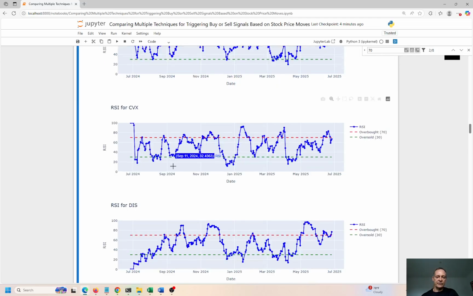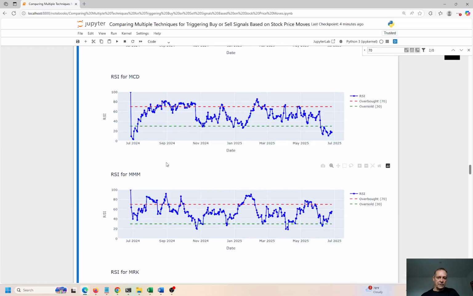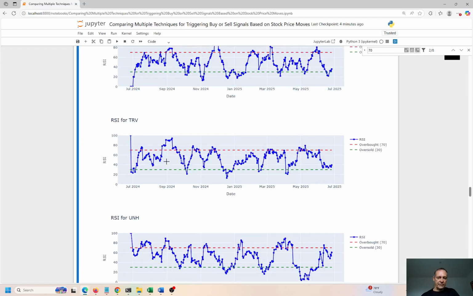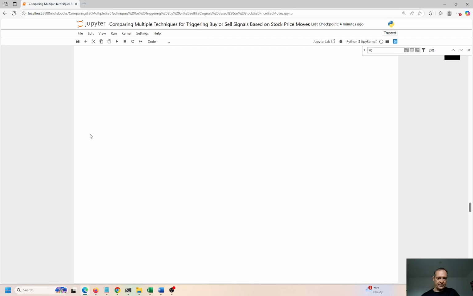So 30 and 70, this is what all the plots look like for all of the stocks in our entire universe. So we have about 29, right? That's what the stock charts look like. Let me condense this, right, to shrink it down a little bit. Otherwise it gets unwieldy.